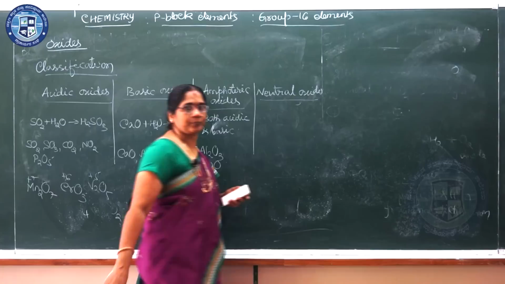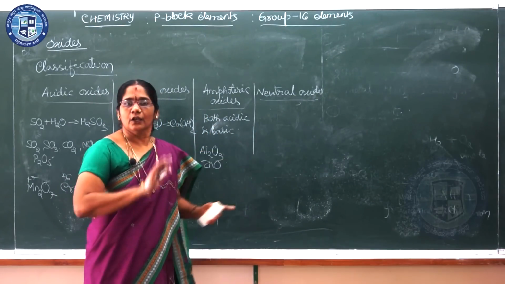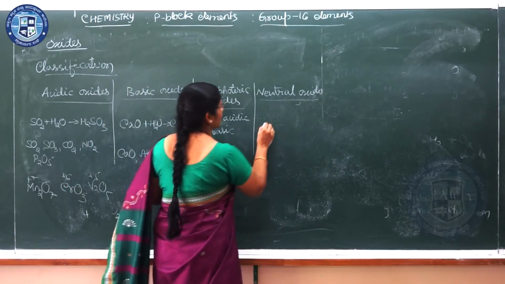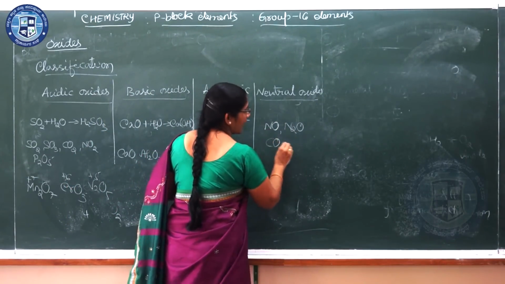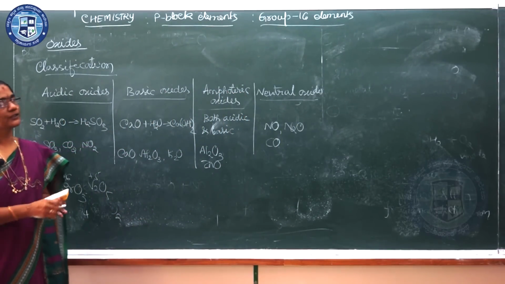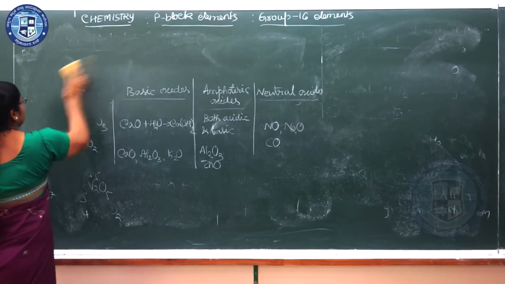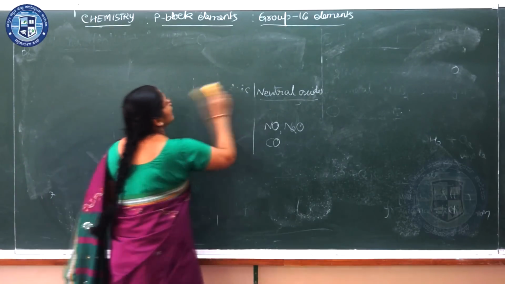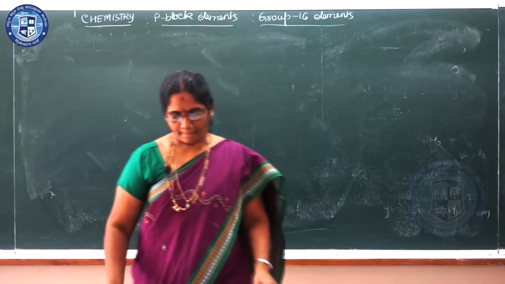Neutral oxides have no acidic character, no basic character, so they are neutral. Examples are nitric oxide, nitrous oxide, carbon monoxide. These are all neutral oxides. So this is about classification of oxides. Oxides are classified into acidic, basic, amphoteric and neutral oxides.